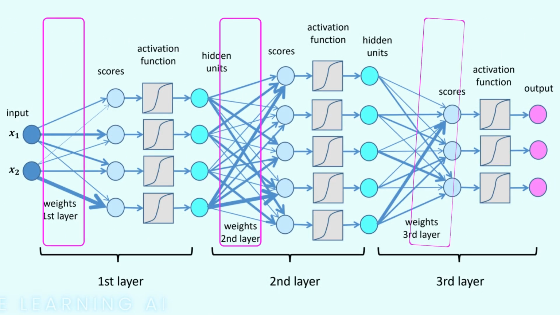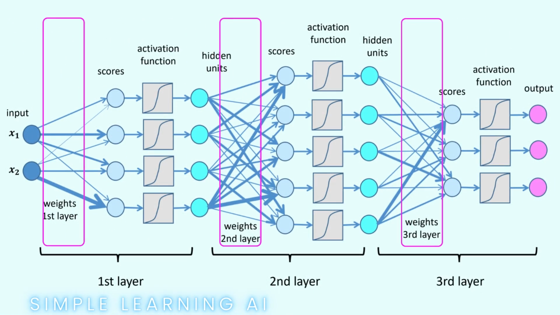Weights and biases. Each connection between neurons has a weight and a bias. At first, these values are random, the model has no clue. But through training, the network adjusts these values to reduce errors.